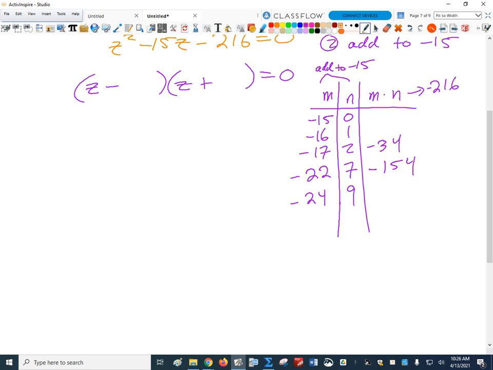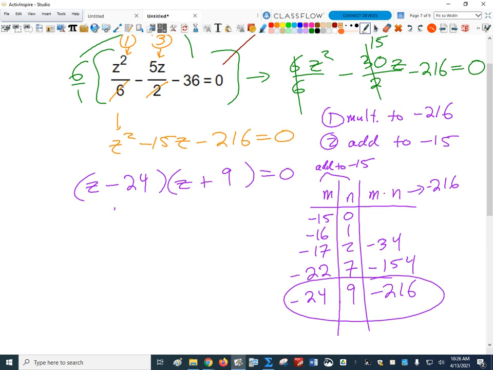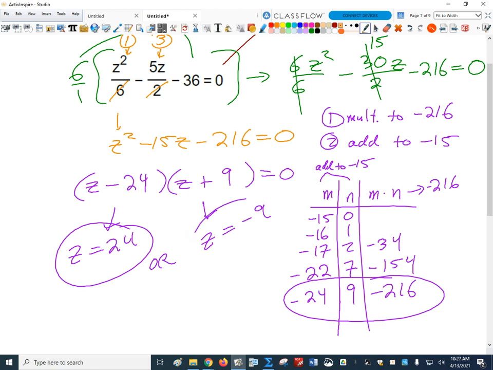9 times 20 is 180. 9 times 4 is 36. 180 plus 36 is 216, right? So there's my negative 216. And my numbers were negative 24 and positive 9. So then what are my solutions? There we go. z equals 24 or z equals negative 9, right?